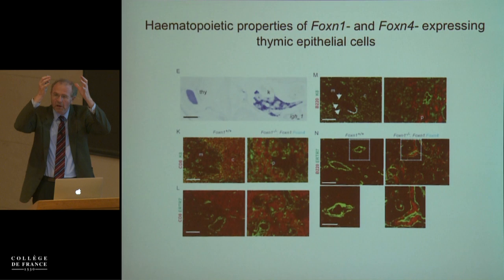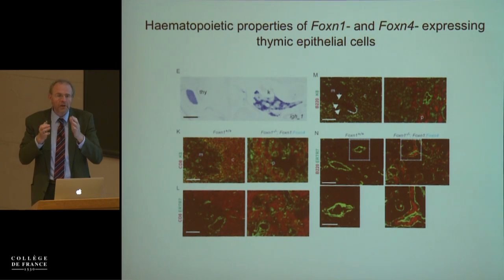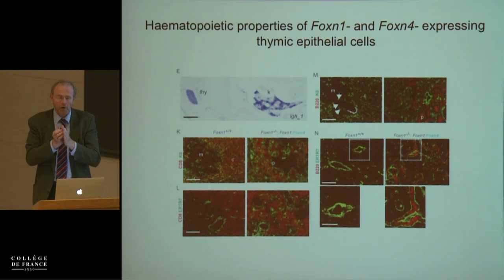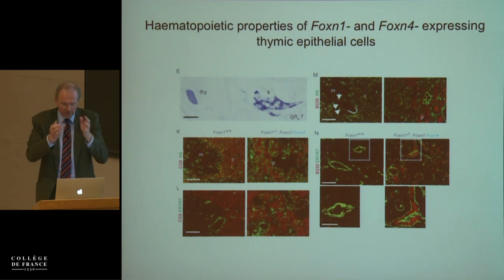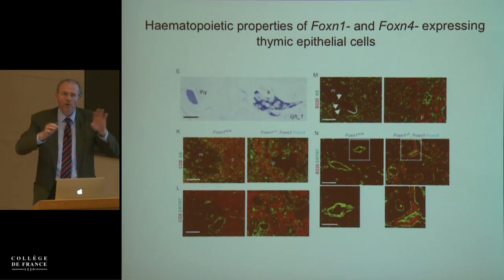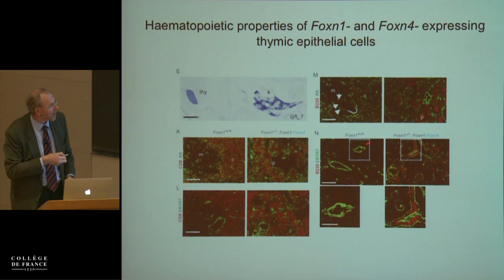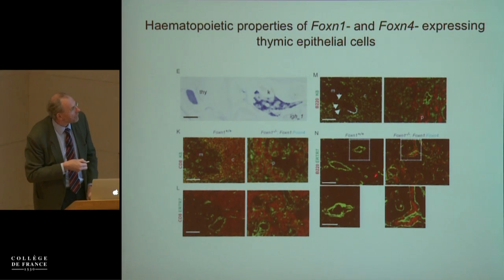It ensheathes the vessels and normally is not visible as a compartment because it's essentially on top of the vessels and separates the vessels, the endothelium of the vessels, and all these structures from the epithelium in the thymus. But here's the wild type, you can see that.